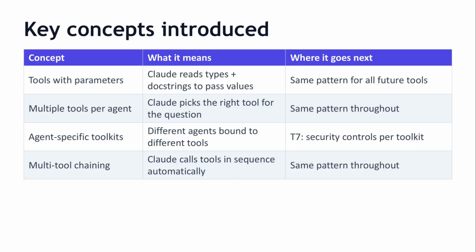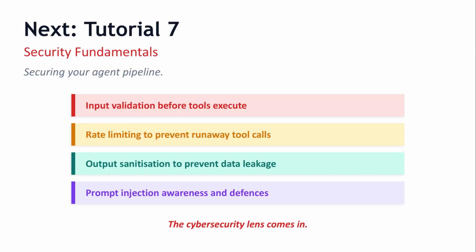Here are the key concepts from today. Tools with parameters, multiple tools per agent, agent-specific toolkits, and multi-tool chaining. In Tutorial 7, we add security to these toolkits, input validation, rate limiting, and prompt injection defense. Because giving agents tools is powerful, but giving them tools without security controls is dangerous. Tutorial 7 is where the cybersecurity lens comes in.